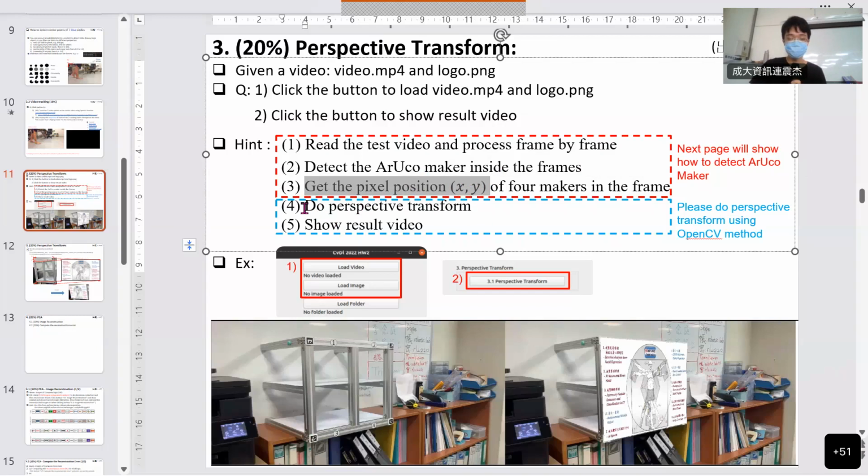So you have detected 4 ArUco code markers. Then another 4 ArUco code markers, detect 4, and another 4 in the second frame.